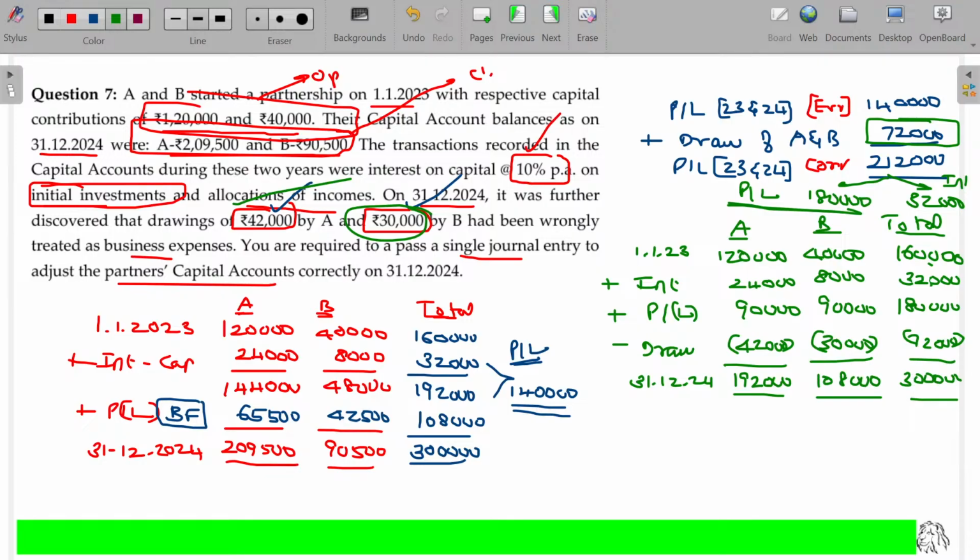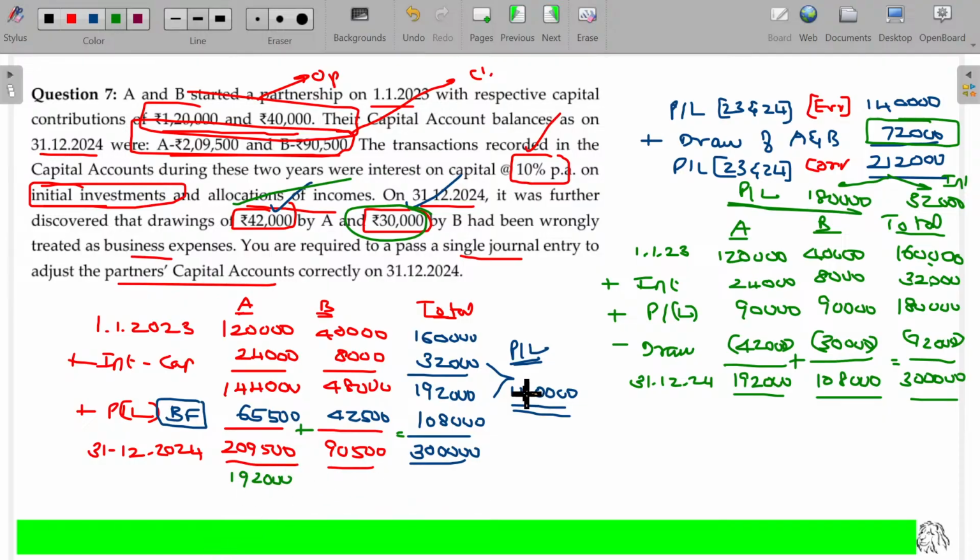The firm's total profit remains the same, 3 lakhs. The firm's total profit, 3 lakhs remains as it is. Separated for A and B, 1,98,000 and 1,08,000 rupees. Is that clear? Hope you will be able to understand now. 1,92,000, 1,08,000. Here also the same 3 lakhs. But as per the correct calculation, A should have only 1,92,000, right?